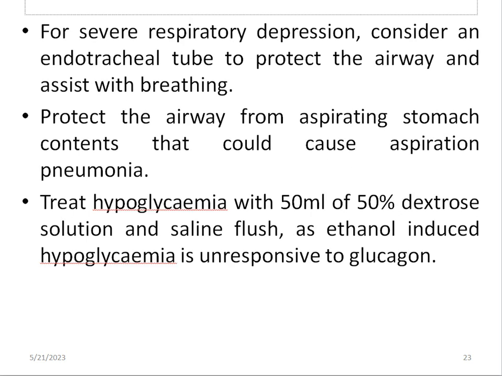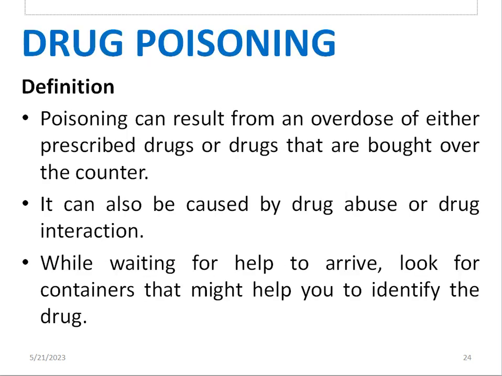For severe respiratory depression, consider an endotracheal tube to protect the airway and assist with breathing. You can protect the airway from aspirating stomach contents that could cause aspiration pneumonia. The patient with alcohol intoxication is at risk of hypoglycemia, so you are going to give 50 ml of 50% dextrose solution and also do a saline flush, as ethanol-induced hypoglycemia is unresponsive to glucagon.